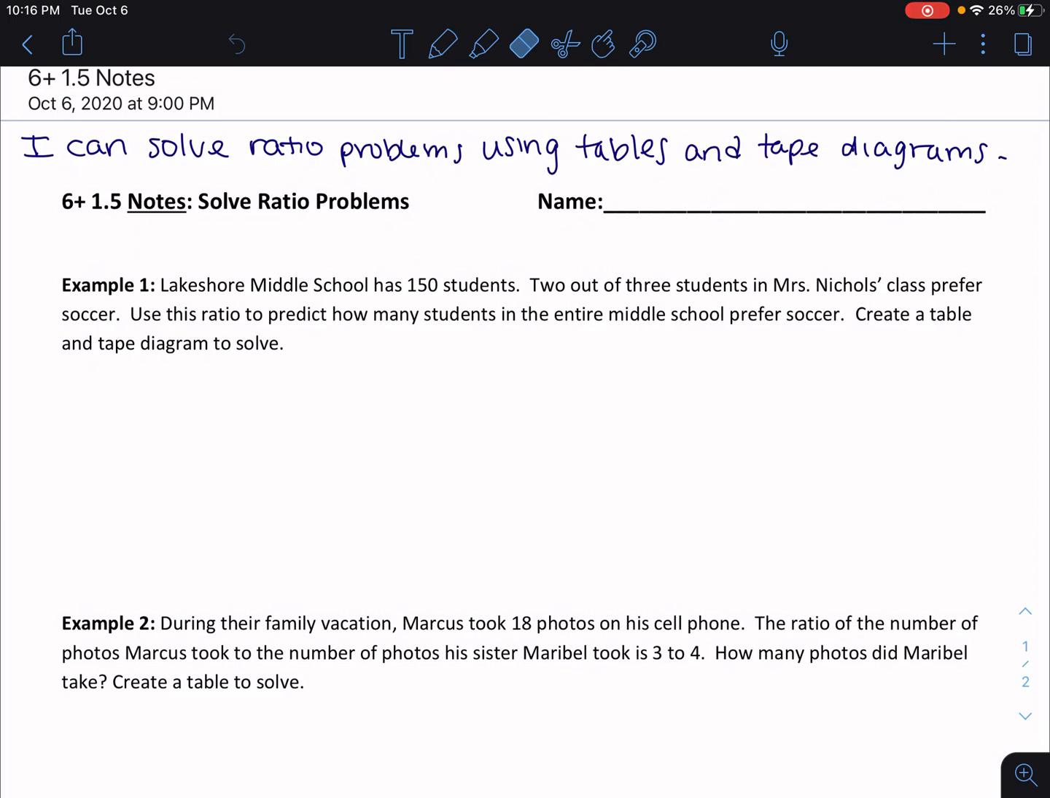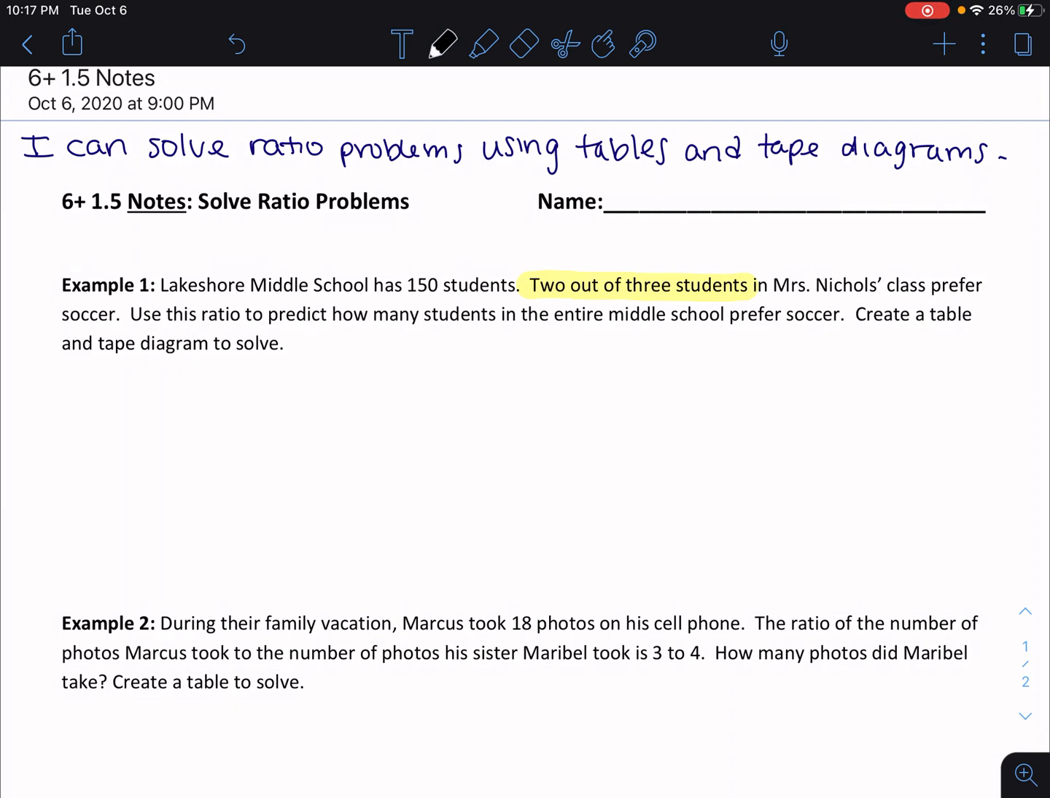When we do the table, we are going to list both parts and the whole. And then for the tape diagram, we are going to be given the whole and have to break it into the parts. So the first one says Lakeshore Middle School has 150 students. 2 out of the 3 students in Miss Nichols' class prefer soccer. Use this ratio to predict how many students in the entire middle school prefer soccer. Create a table and a tape diagram to solve.